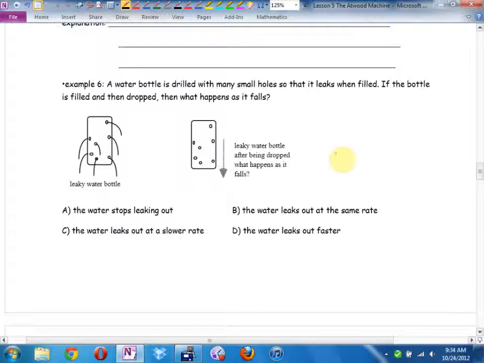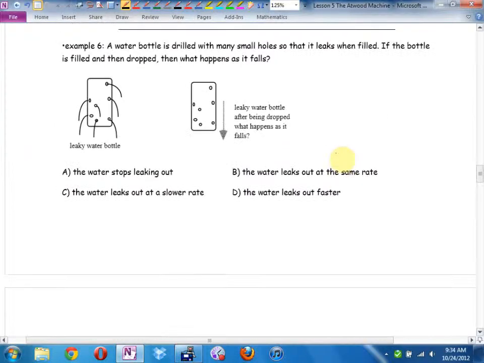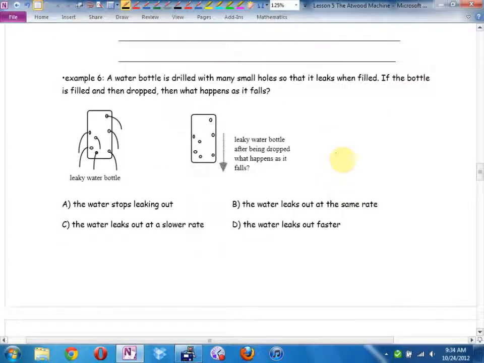And the last one. I think this is the last one, just about. A water bottle is drilled with many small holes so that it leaks when filled. If the bottle is filled and then dropped, what happens as it falls? A, while it's falling, the water stops leaking out. B, the water leaks out at the same rate. C, the water leaks out at a slower rate. Or D, the water leaks out faster.